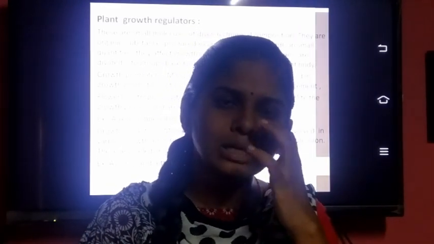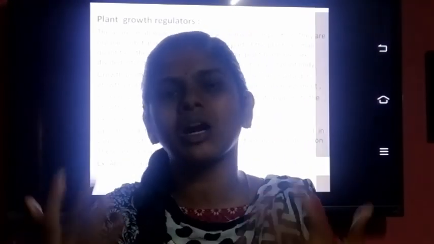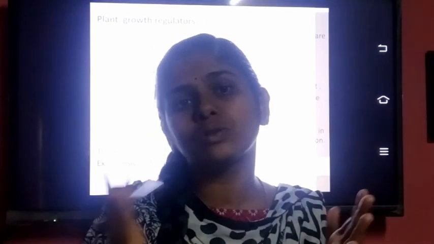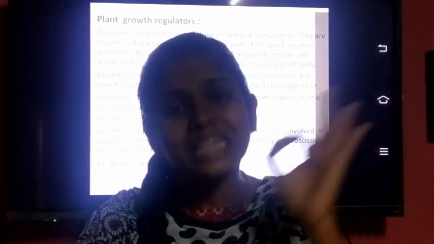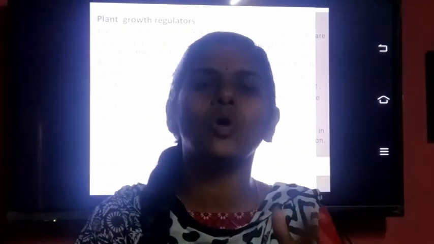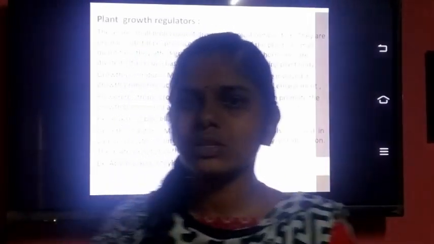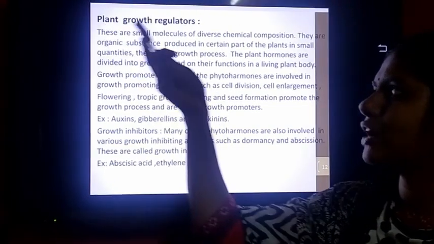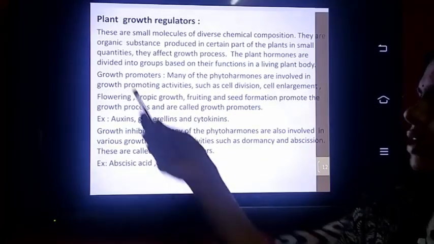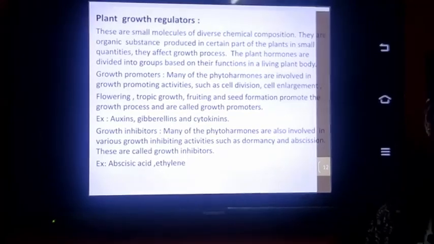These hormones help in enhancing the growth of plants. But the growth inhibitors stop the growth in the plantlet. The name itself indicates it. Promote means it promotes the growth. Inhibit means it inhibits or stops the growth in the plantlet. So these are the two main types of plant growth regulators: one is a promoter and another is an inhibitor.